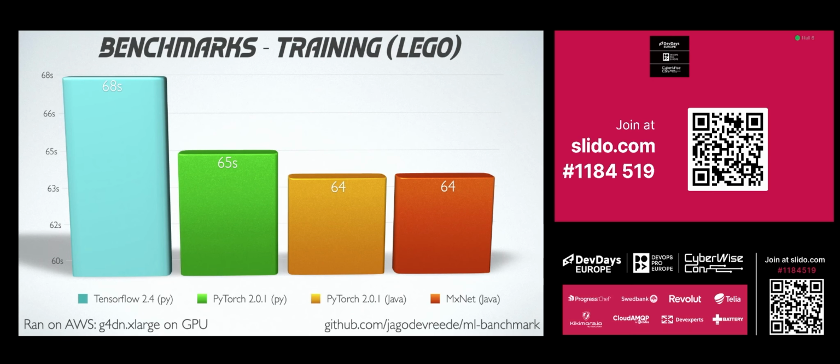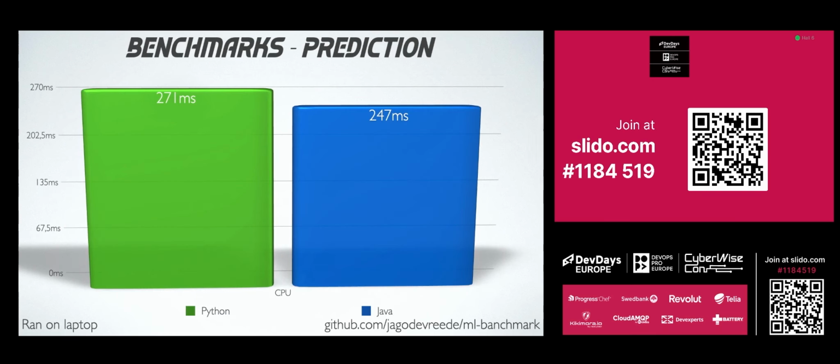But that's the training part. What about using the models? Then again, it's not by much, but Java is a little bit faster here as well. So what gives? Why is Python not that much faster, or why are they so comparable?